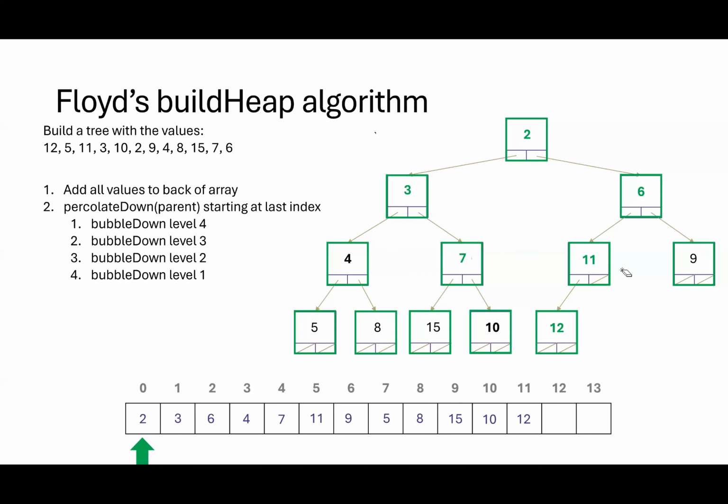Okay, so how much work did we do? You see most of the nodes were in this level. These nodes did nothing. These nodes, n over 4 nodes, just did one step of work, right? The nodes that were here, they did 2 steps of work. In the worst case, not all of them bubble down.